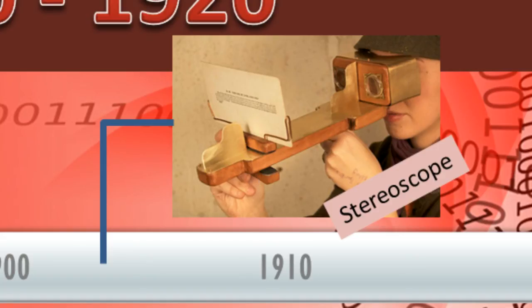And this production of images became really important in the classroom when moving pictures allowed for silent instructional videos to be shown to the students.